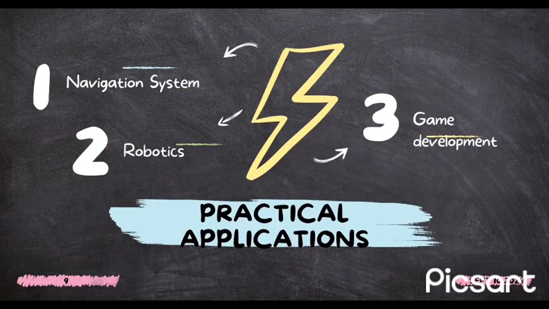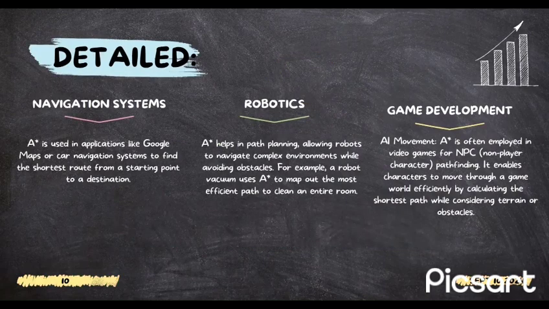A star search is used in various applications nowadays. The first application is navigation systems and robotics, and then game development. In navigation systems, we use Google Maps, right? It shows the shortest path. Even though a location has different ways to reach, it shows the shortest path first, so it gives preference to the shortest path. Hence, A star search is used in navigation systems. In robotics, it helps robots to detect obstacles, move away from them, and not get hit by the obstacles.